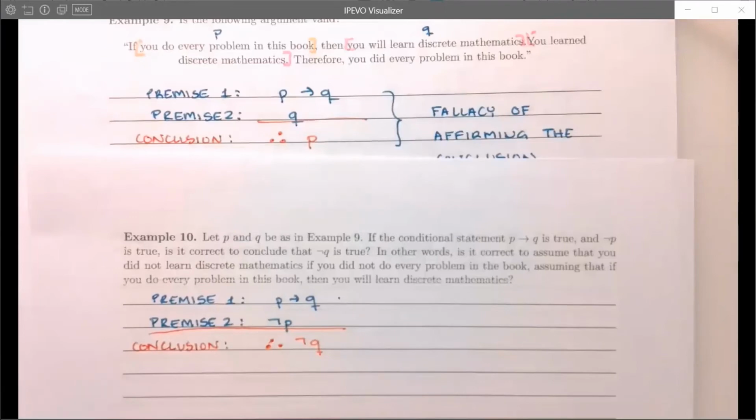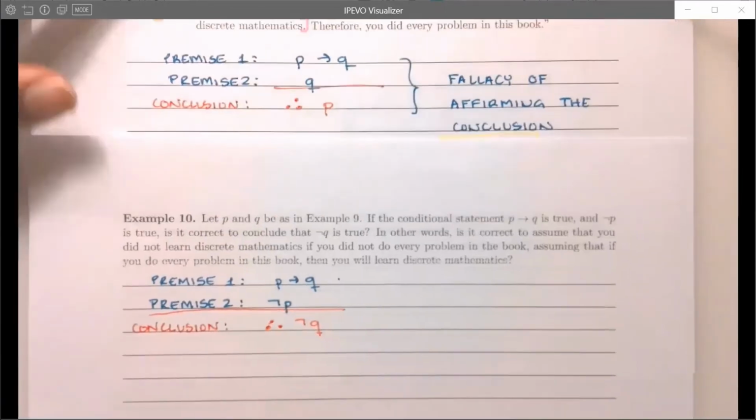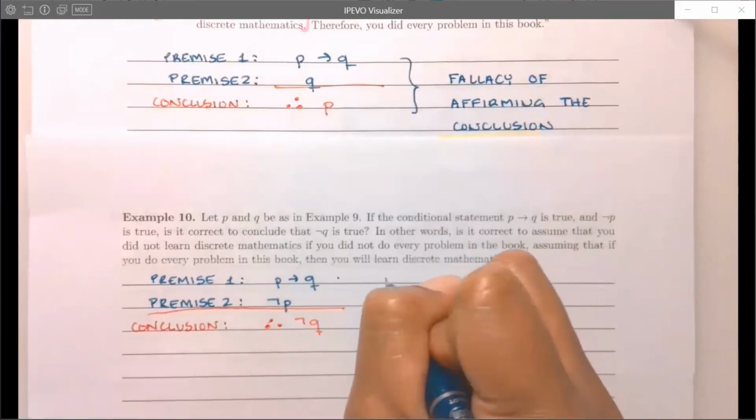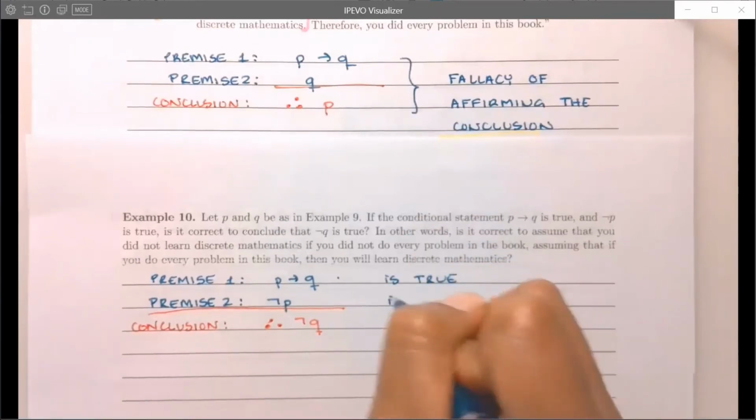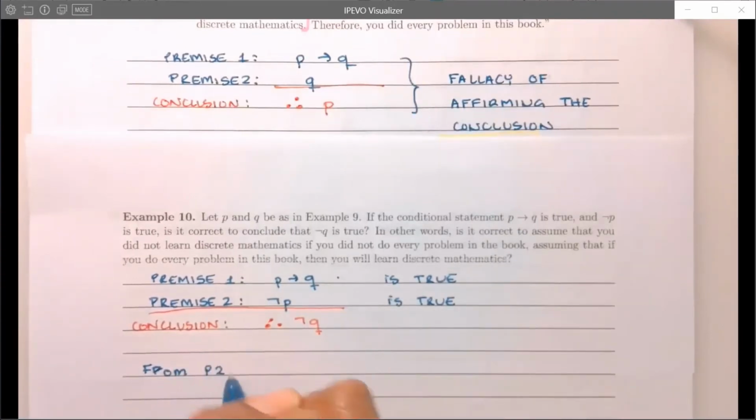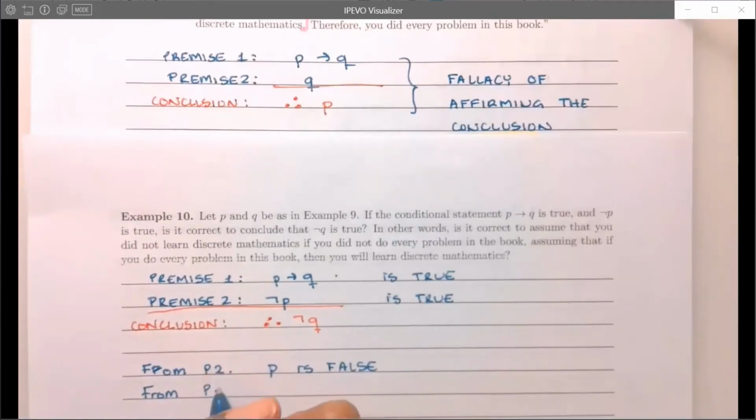And let's see. Remember, for valid, we're going to check if the truth of the premises implies the truth of the conclusion. So we're going to start by assuming that this is true, and that negation P is true. And so from premise number 2, we can say that P is false because negation P is true. So P has to be false. And then if we now join that conclusion to premise number 1, that means that false implies Q is true.